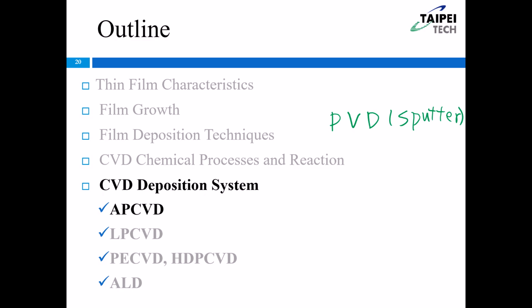Okay, for all of these kinds of CVD, I can show you in industry PECVD and ALD. Those two kinds of CVD are important in the IC fab. Okay, PECVD, HDPCVD, and also ALD are so important in industry. You will use them later. So let's move on to show you what's the difference between those four kinds of CVD.